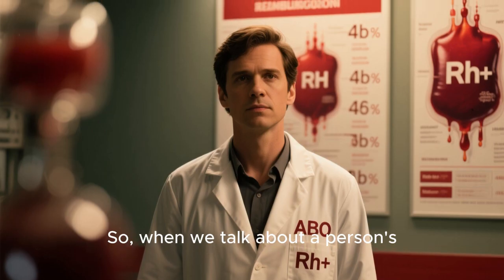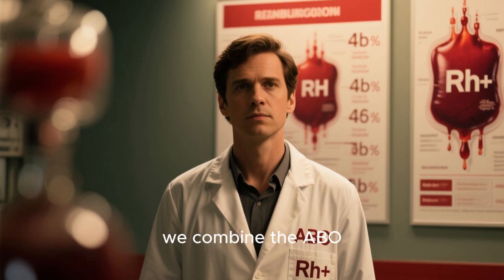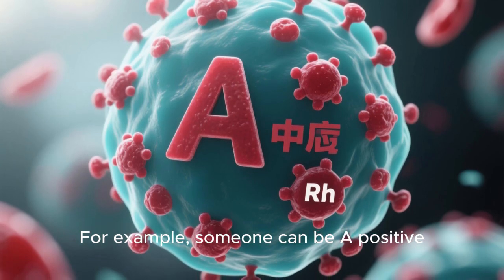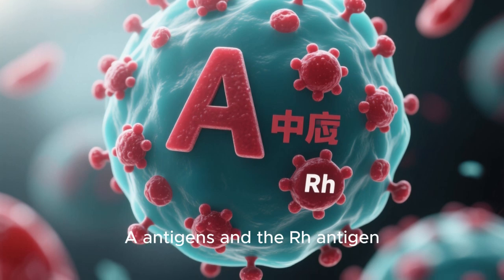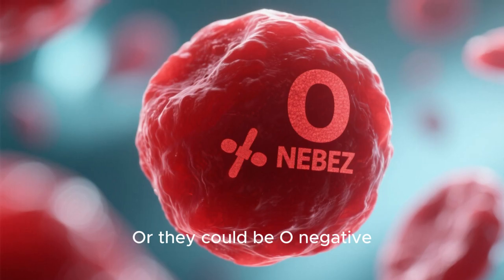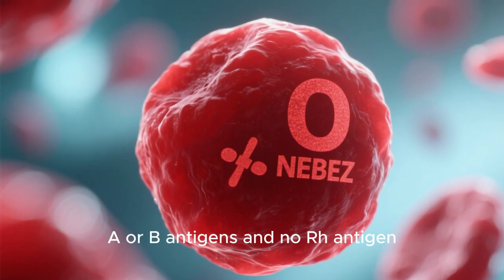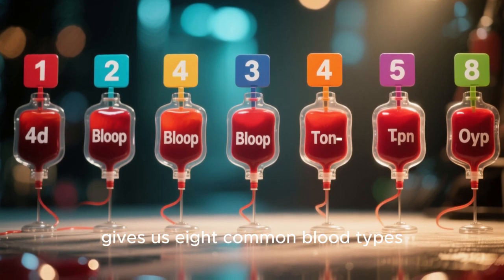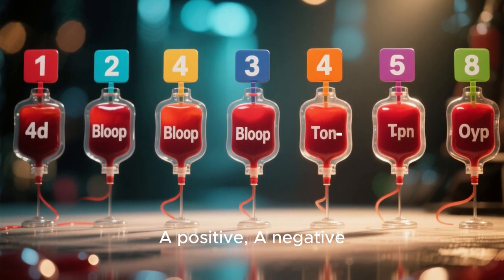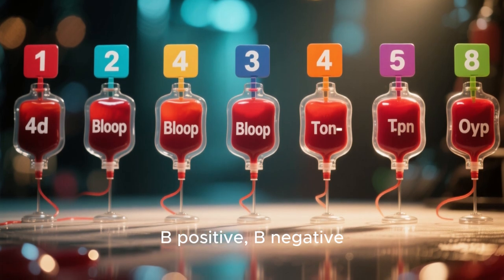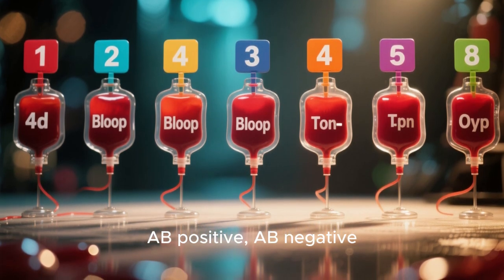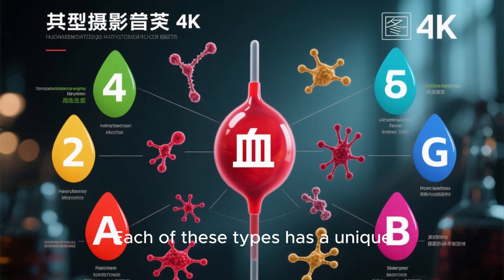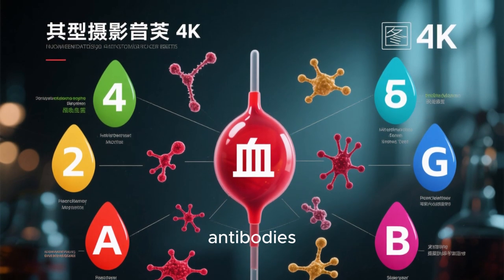So, when we talk about a person's full blood type, we combine the ABO group with the Rh factor. For example, someone can be A positive, meaning they have A antigens and the Rh antigen. Or they could be O negative, meaning they have no A or B antigens and no Rh antigen. This combination gives us 8 common blood types: A positive, A negative, B positive, B negative, AB positive, AB negative, O positive, and O negative. Each of these types has a unique combination of antigens and antibodies.